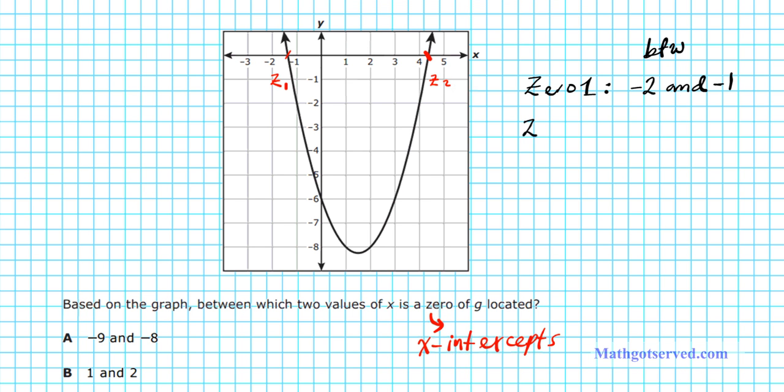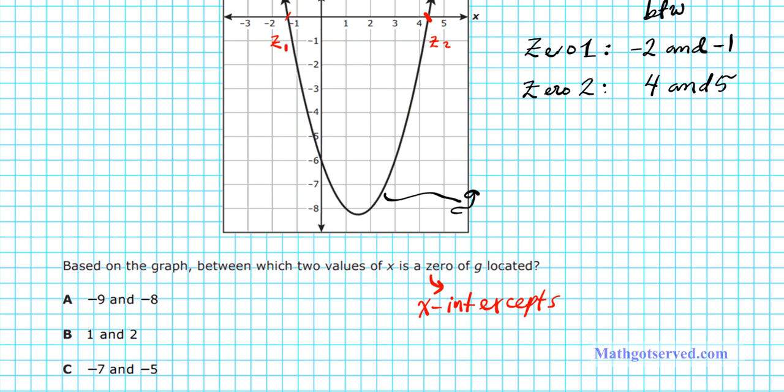And then for z2, this 0 right here, the graph cuts the x-axis between two values. What are they? They are 4 and 5. So the question asks, based on the graph, between which two values of x is a 0 of g located? Okay, so this function is g.